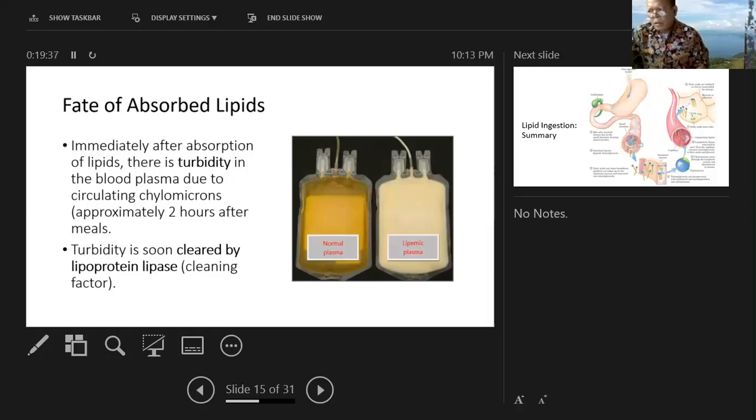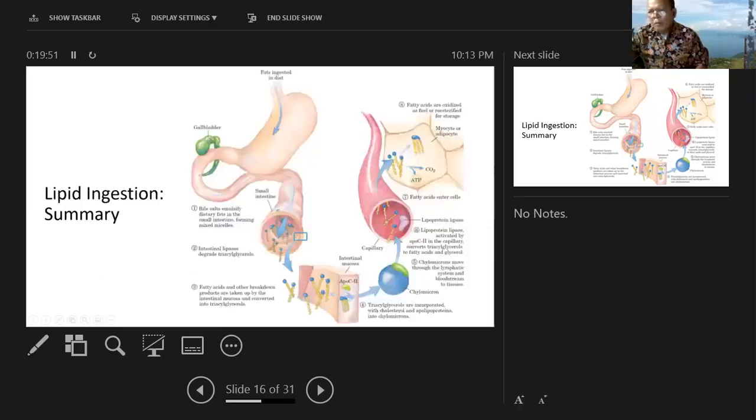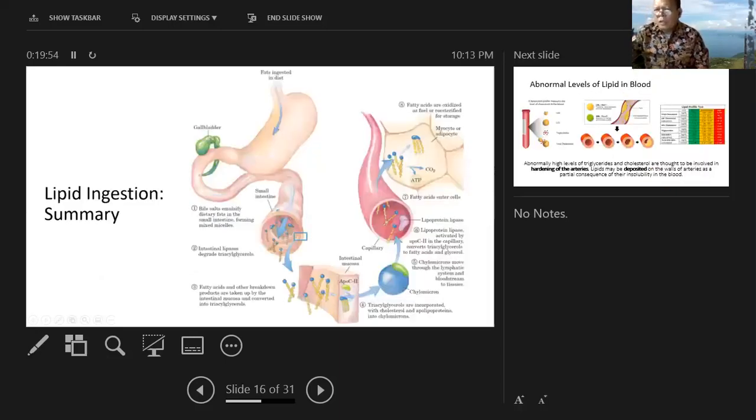Let us see this one. This is normal plasma, and this is lipemic plasma. Lipemic plasma means that there is turbidity in the blood plasma due to circulating chylomicrons. Now let us see the lipid digestion summary.